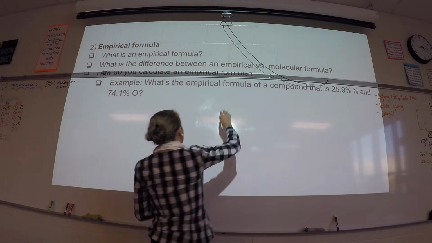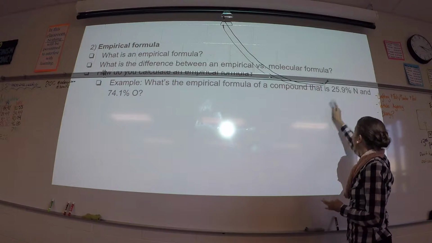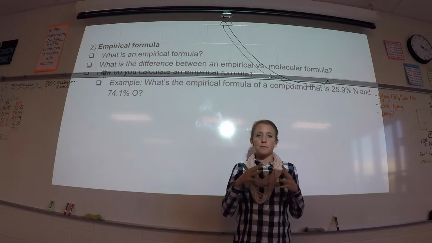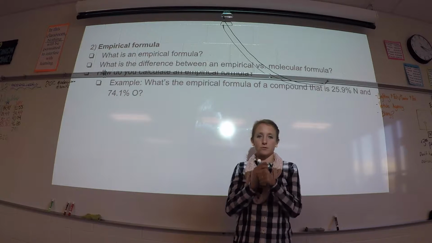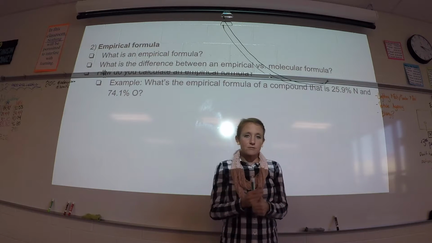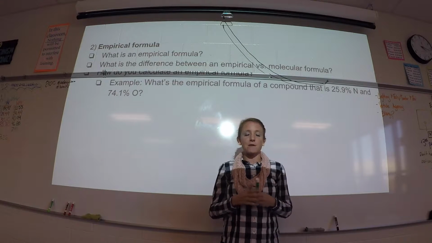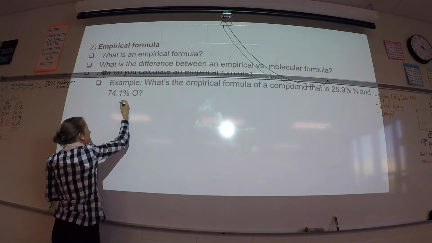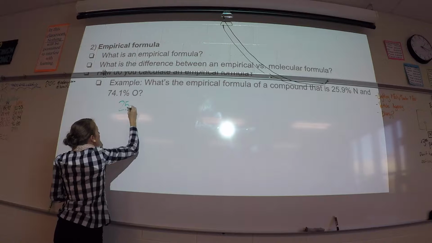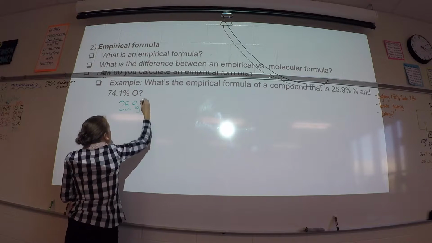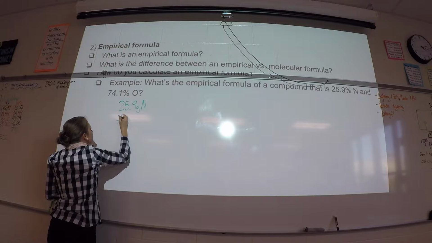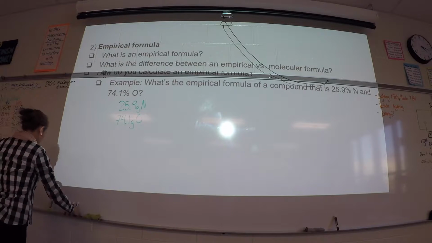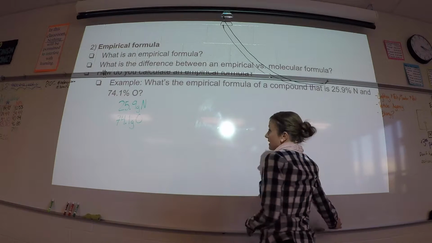Okay, so we're trying to find the empirical formula of a compound that has 25.9% nitrogen and 74.1% oxygen. So the process of finding an empirical formula is step 1, you have to be in grams. So since we're in percent, remember we just do the simple little trick of saying, well, let's say I have 100 grams of the sample. Because if I have 100 grams, then that really means that I have 25.9 grams of nitrogen and 74.1 grams of oxygen. Okay? So we just assume we have 100, change the percents directly to grams.